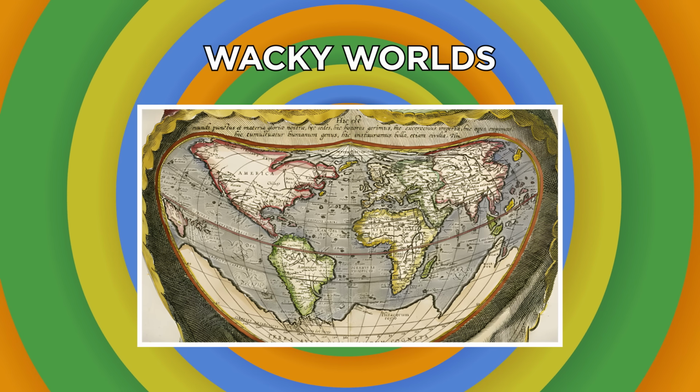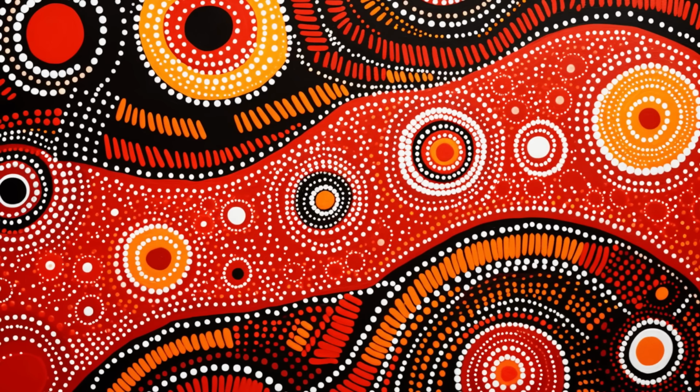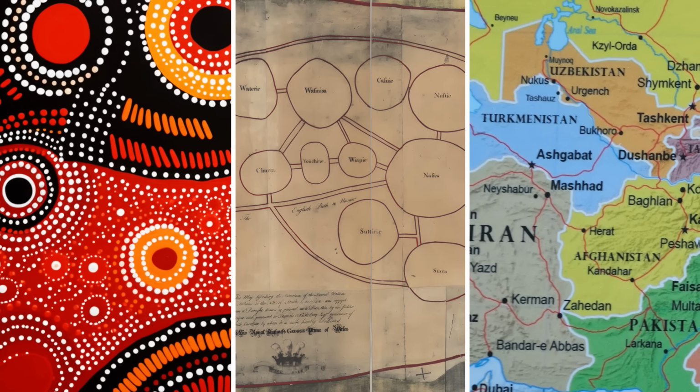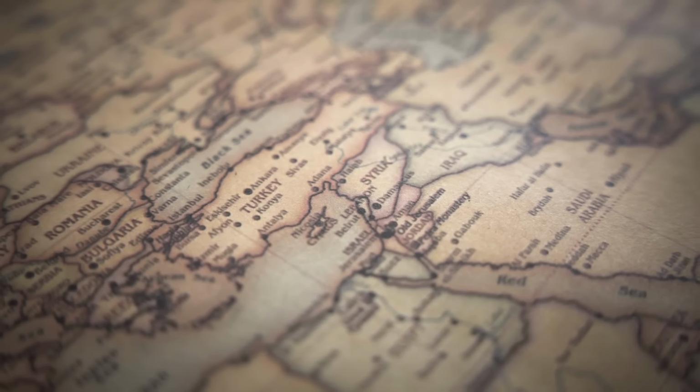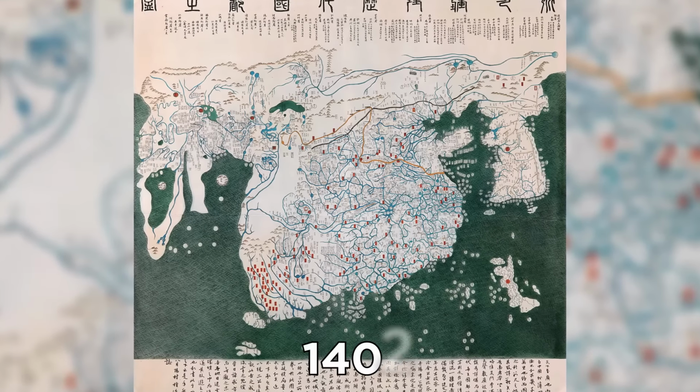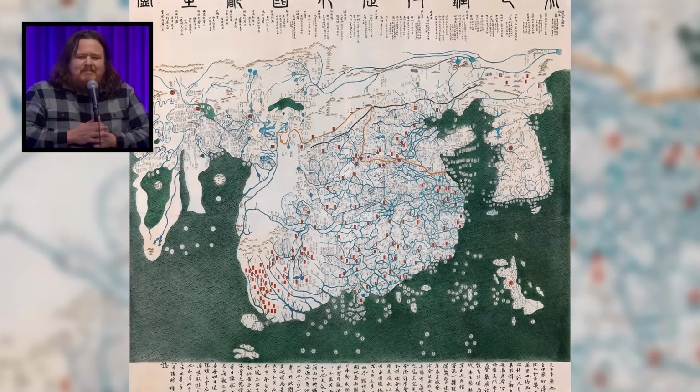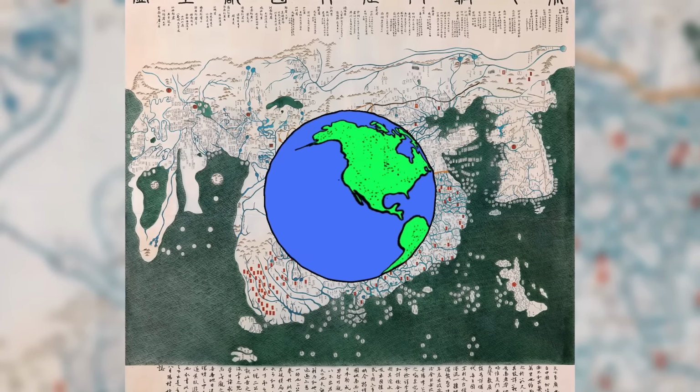Wacky worlds. So we've seen how art, culture, and politics can redraw the world. Sometimes, however, maps are just wrong. Take this Korean world map from 1402, for instance. Yes, this weird blob is supposed to represent the whole world.